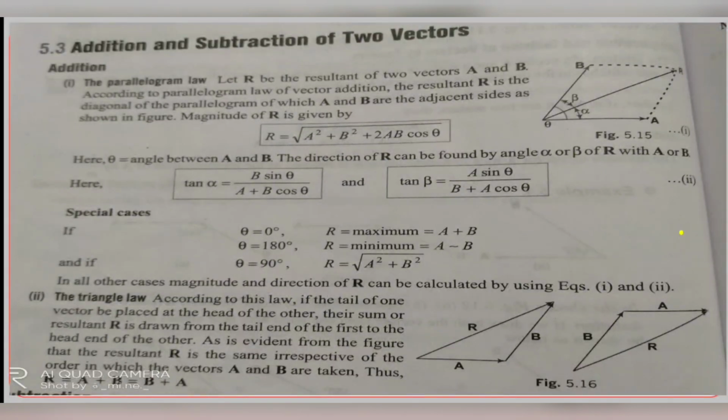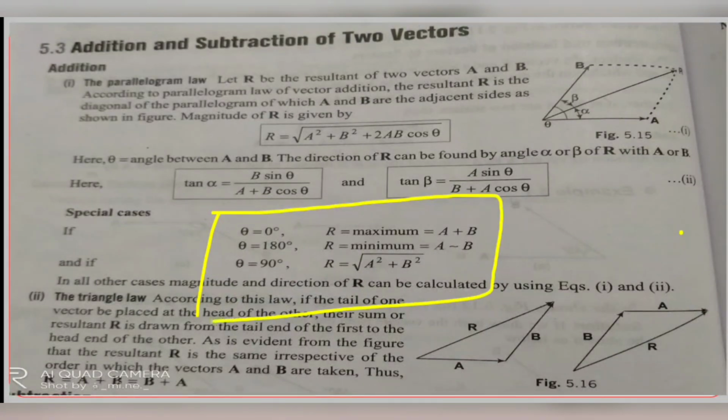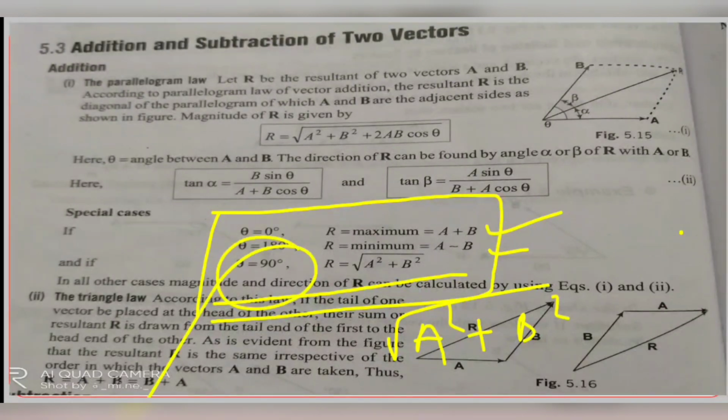We have some special cases too. If theta is 0, then R is maximum, and we simply add the two vectors. When it is 180 degrees, then R is minimum, and we subtract the vectors. And when it is 90 degrees, then we simply take the root over A square plus B square, because we know that cos 90 is 0.